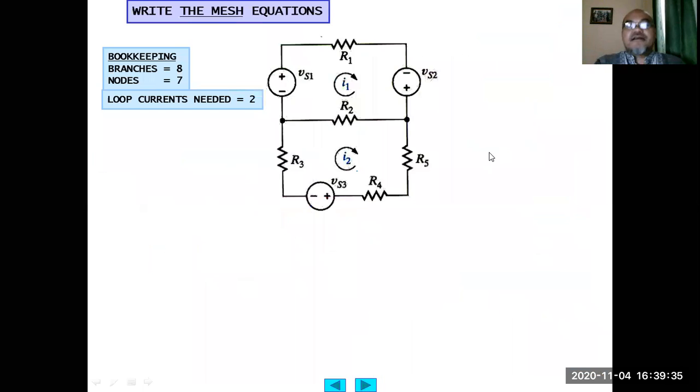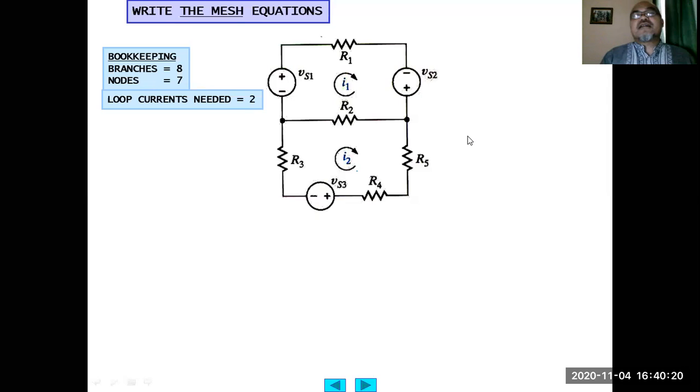Let's have an example of how to write the mesh equation. We have here a circuit having two meshes basically, with three independent voltage sources, VS1, VS2, and VS3. How many branches are there? 1, 2, 3, 4, 5, 6, 7, and 8. These are considered individual branches, so we have 8 branches. How many nodes? 1, 2, 3, 4, 5, 6, 7. 7 nodes. So then the required loops will be 8 minus 7 plus 1, which equals 2 loops.